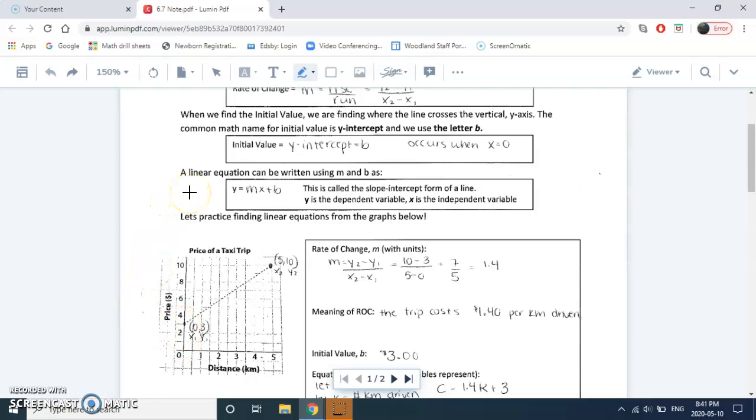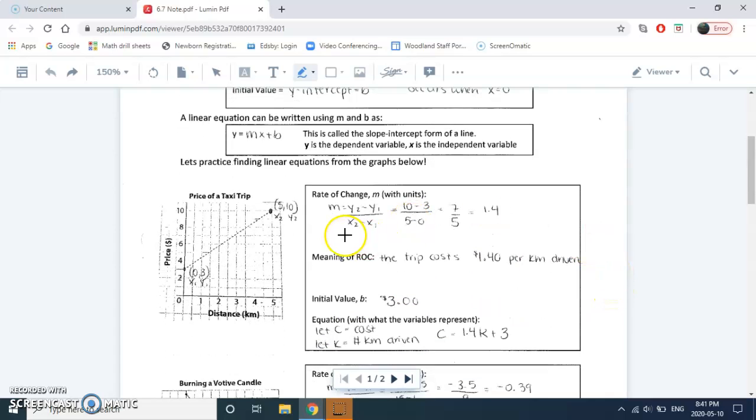So the linear equation that we can write is y equals mx plus b. This is called the slope-intercept form of a line. y is the dependent variable, prices here, and x is the independent variable, which is our distance in kilometers. So now we're going to look at the practical example here.